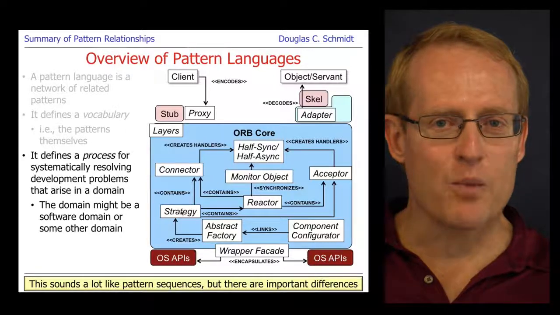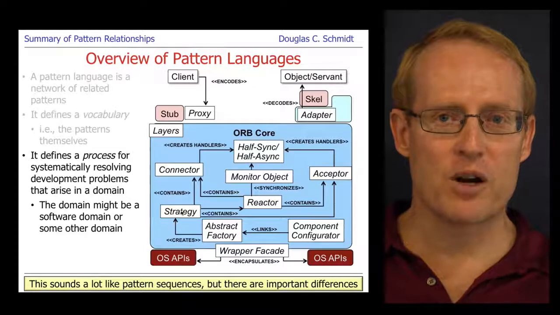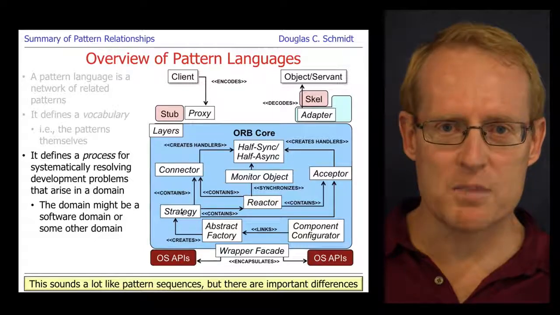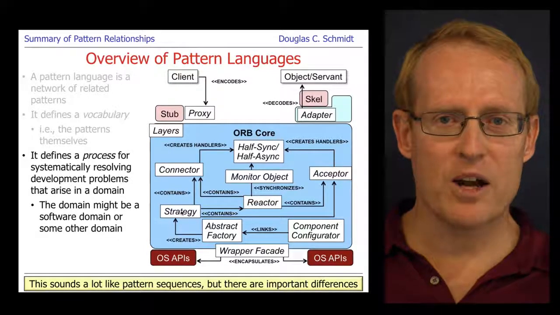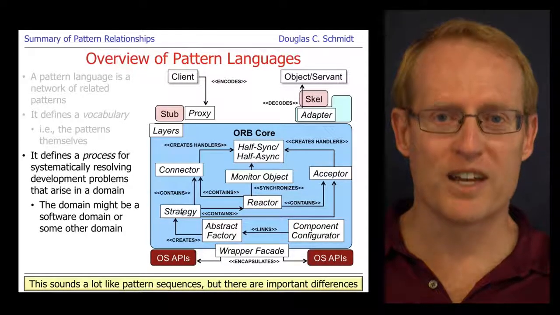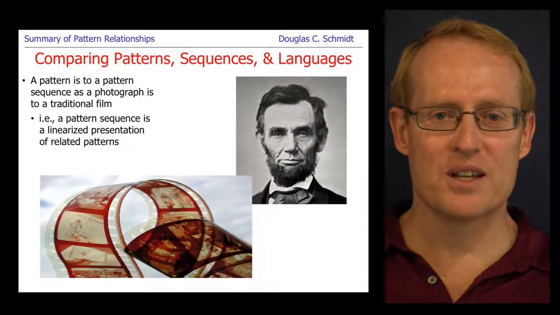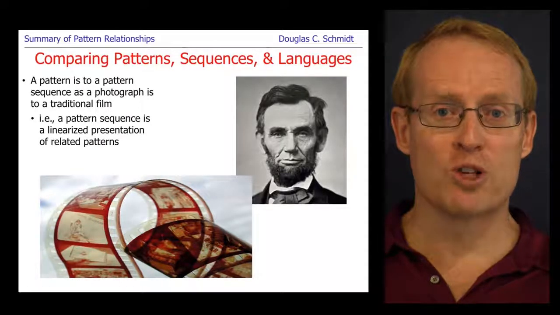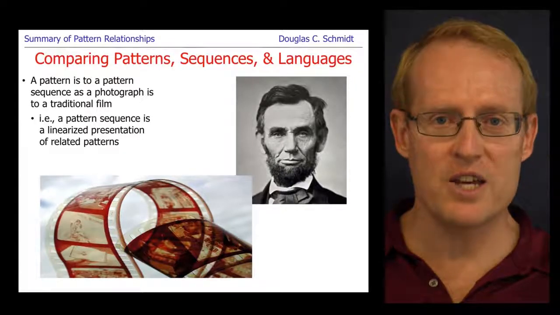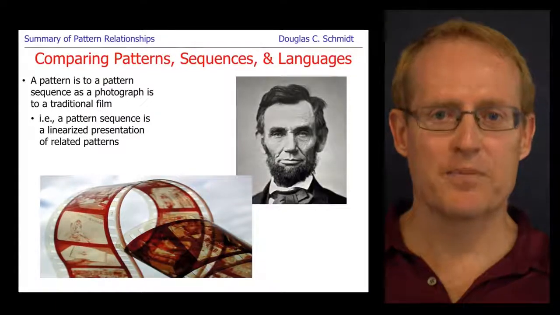This definition of pattern language may sound at first glance a lot like the pattern sequences we covered in the previous part of this module. But there's some important differences. So before we go and discuss pattern languages in more detail, let's compare and contrast patterns, pattern sequences, and pattern languages a little bit more thoroughly. In some sense, a pattern is to a pattern sequence the way a photograph is to a traditional film. In other words, a pattern sequence is a linearized presentation of related patterns. We'll take a look at such a sequence in just a minute.